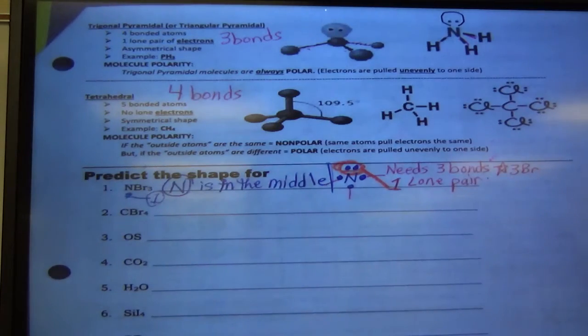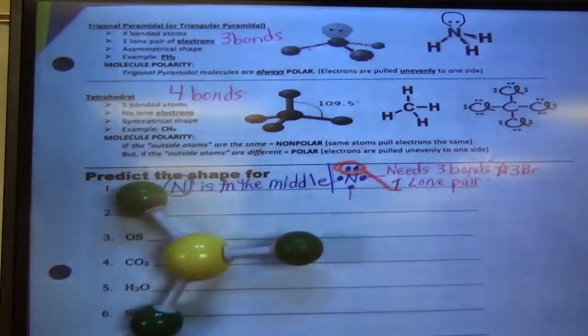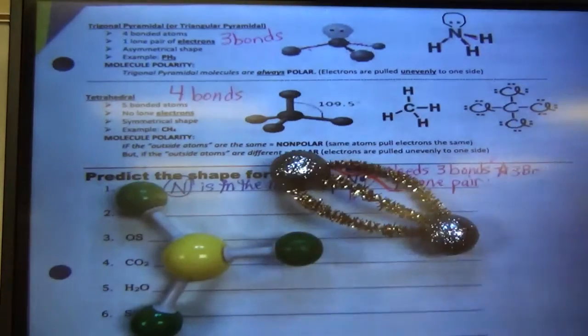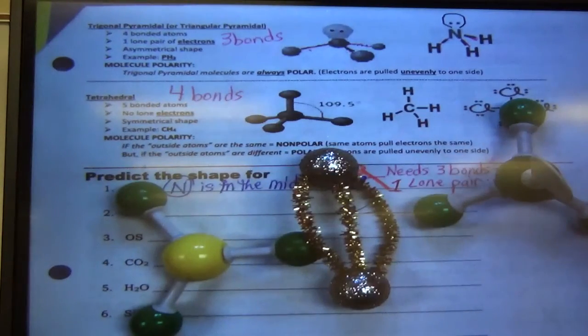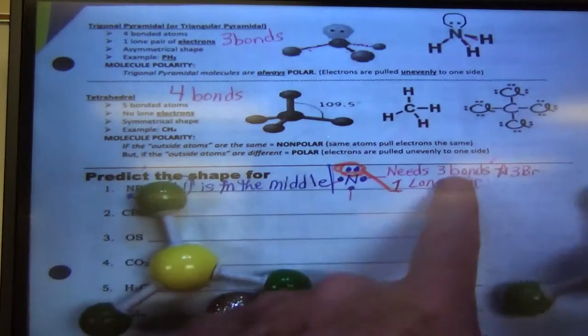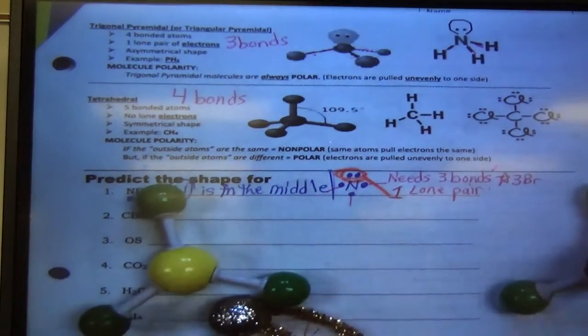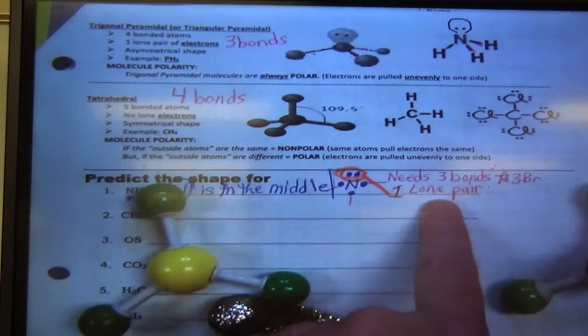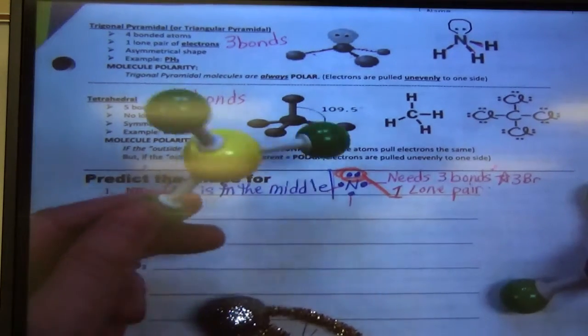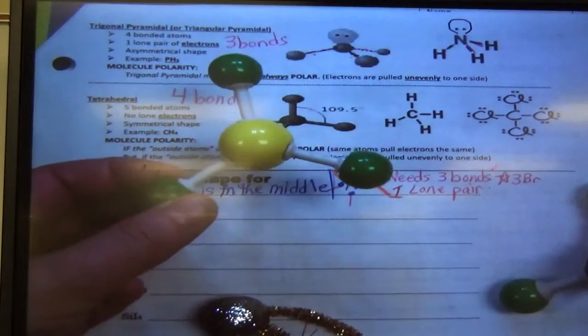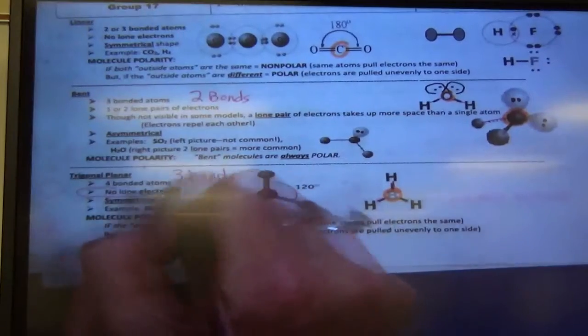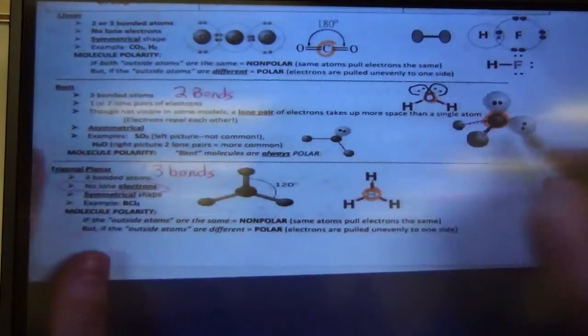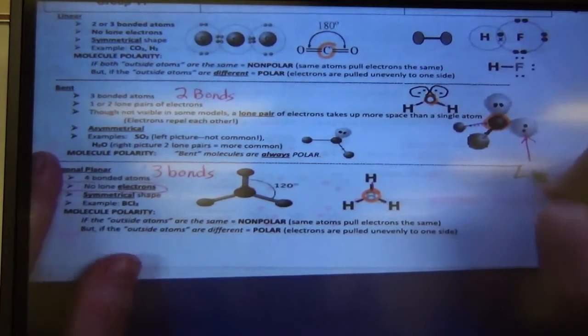Okay, so we have these choices. We have this choice, we have this choice, and we have this choice. Let's look at our description again. Now, it says it needs 3 bonds, check. But then it says 1 lone pair. Does this one have a lone pair? No. And I'll remind you in the picture, no lone pair. It even says no lone electrons. That's no lone pair. This is what a lone pair looks like.